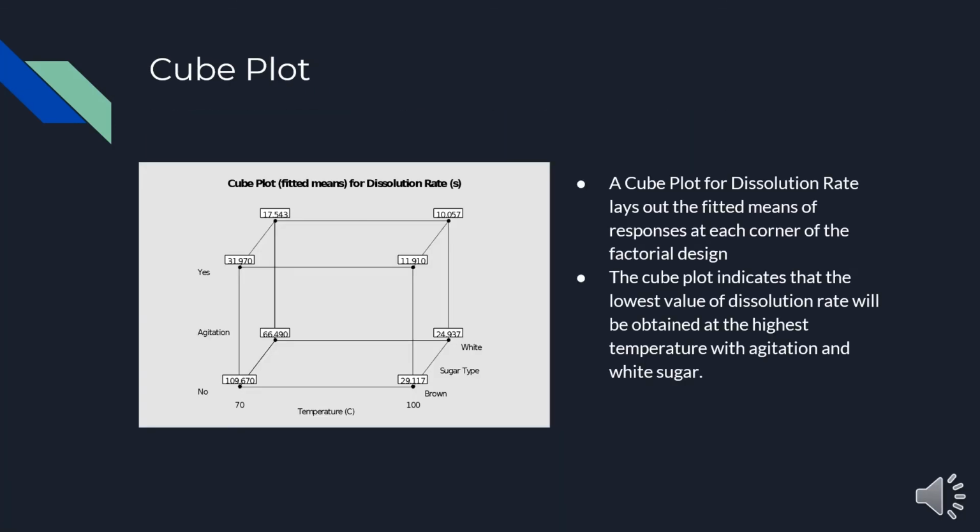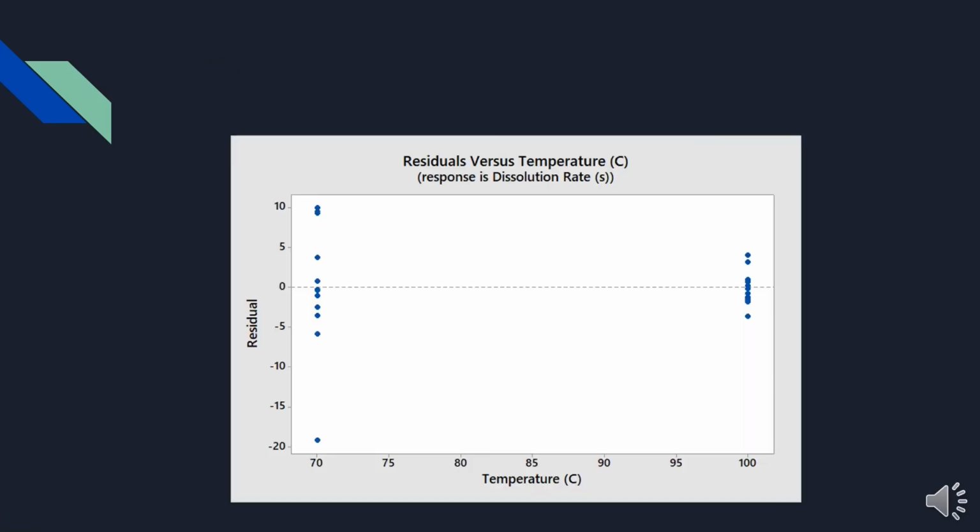Finally, a cube plot for dissolution rate was used to illustrate how dissolution rate responded at each corner of the factorial design. From the cube plot, we can see that dissolution rate is highest when using lower temperature, no agitation, and brown sugar. If we wish to minimize dissolution rate, as would likely be the case in a real-world scenario, the cube plot indicates that a higher temperature, the use of agitation, and the use of white sugar would yield optimal results. Next, we have a few residual plots that we did not include in the actual presentation.